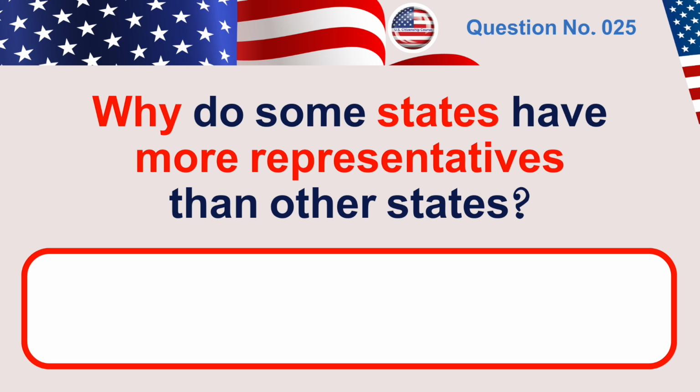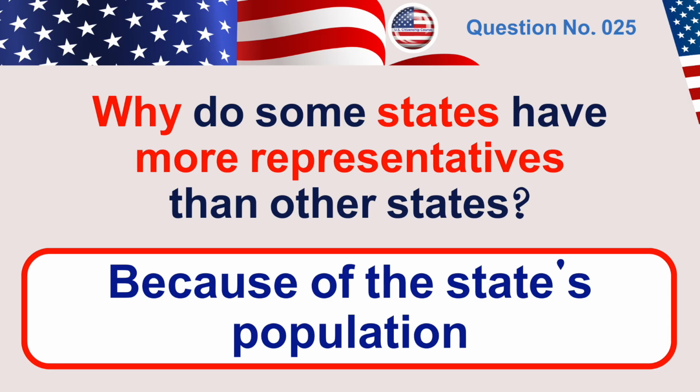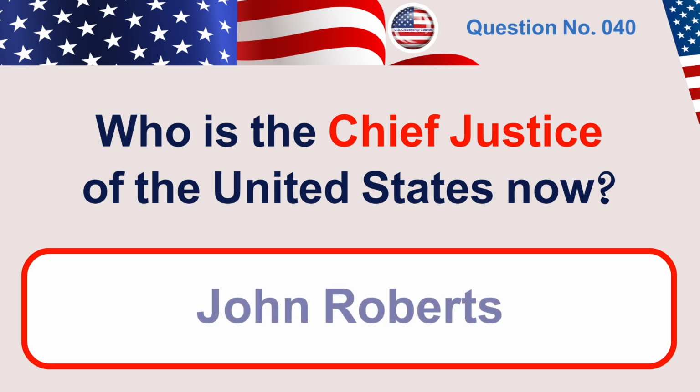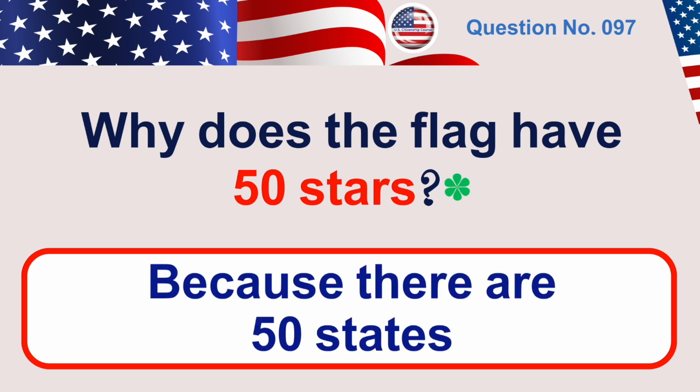Why do some states have more representatives than other states? Because of the state's population. Who is the Chief Justice of the United States now? John Roberts. Why does the flag have 50 stars? Because there are 50 states.